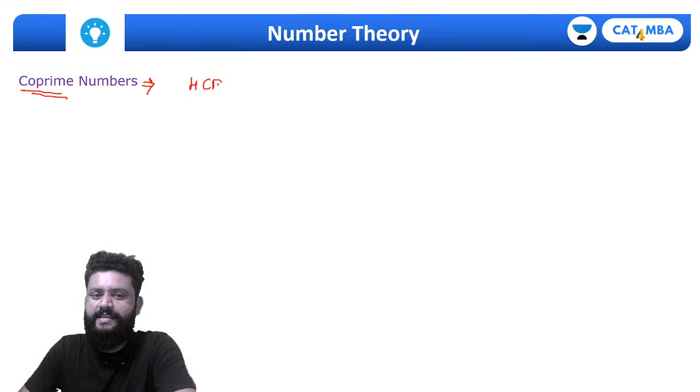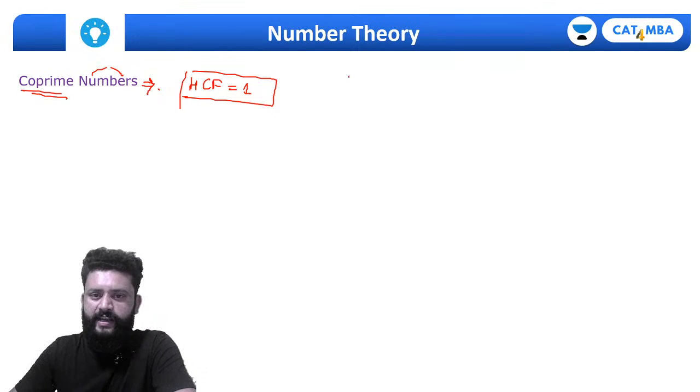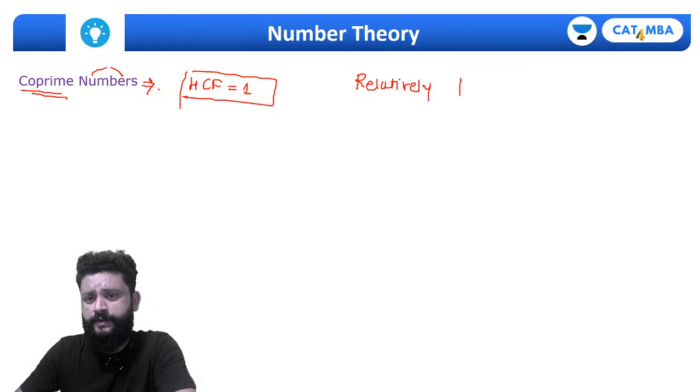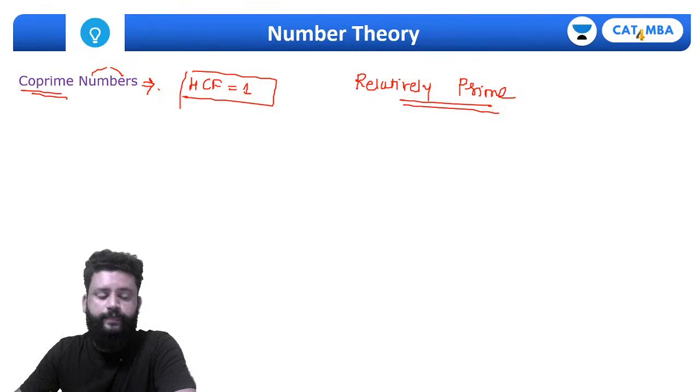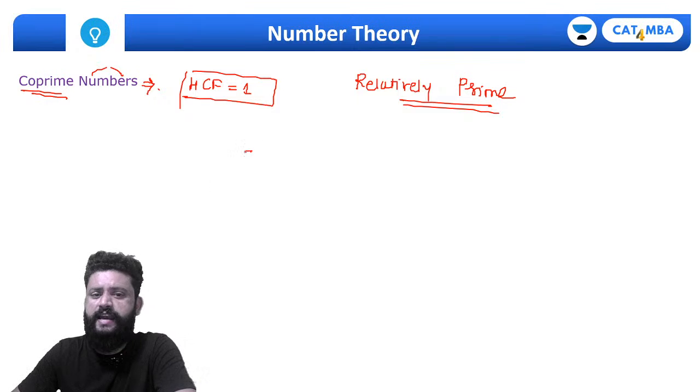Okay, so coprime numbers क्या होते हैं? Numbers whose HCF is 1. Numbers जिनका HCF 1 है, we call these numbers as coprime numbers, और इन्हीं के लिए हम दूसरा वर्ड भी यूज करते हैं, that is relatively prime number. Okay, coprime or relatively prime. Okay, right. 5, 6, 10, 11.